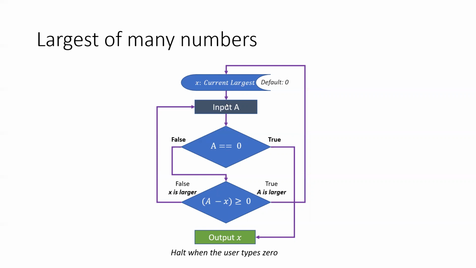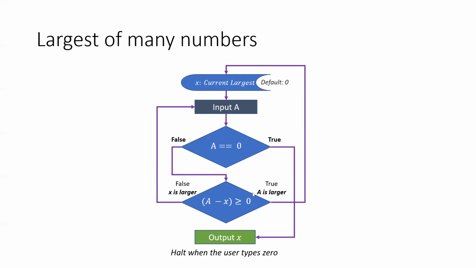The next input we take, and then again we go through the same procedure, checking if it is 0. If it is 0, we are supposed to give out the output of the largest, which is x, and then close or hold the program. But if it is false, it means a has something else, not 0. And that's how we again go for the next check, that is a minus x is greater than 0.